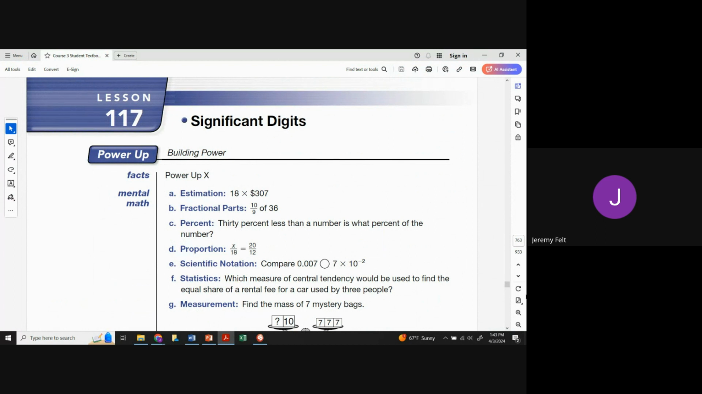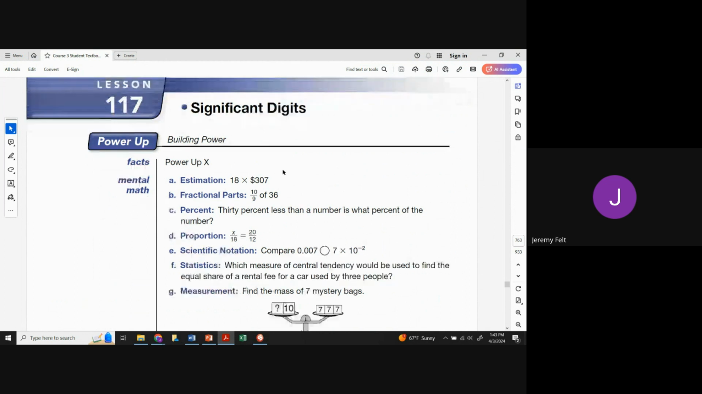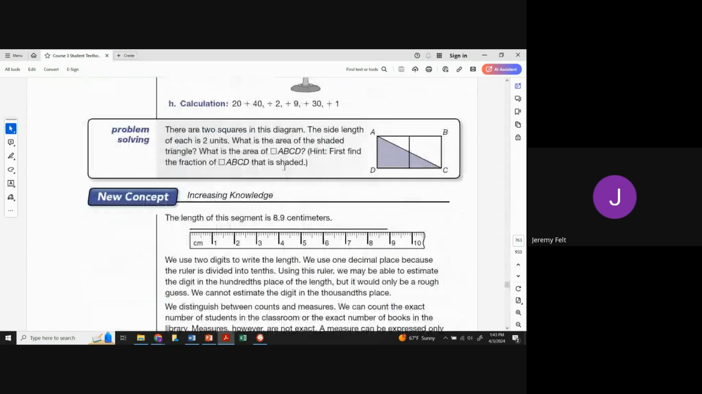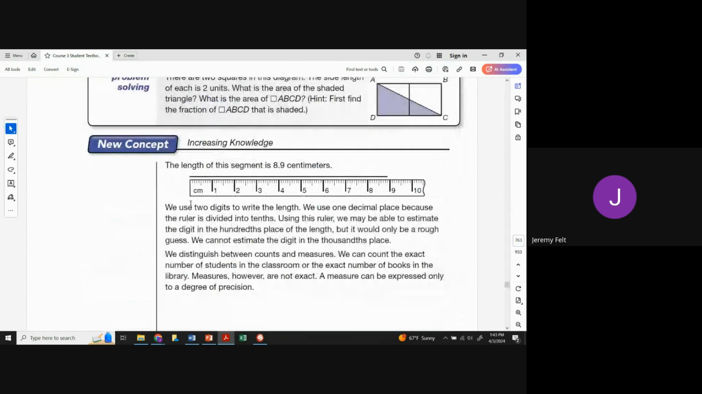All right, lesson 117 is a little unique. It talks about significant digits. So this one, again, just kind of looking at, if we're looking at a ruler, let's say we're using a ruler or tape measure that's in centimeters, 8.9 centimeters. Okay, we use 2 digits to write the length. We use 1 decimal place value. The ruler is divided into tenths.